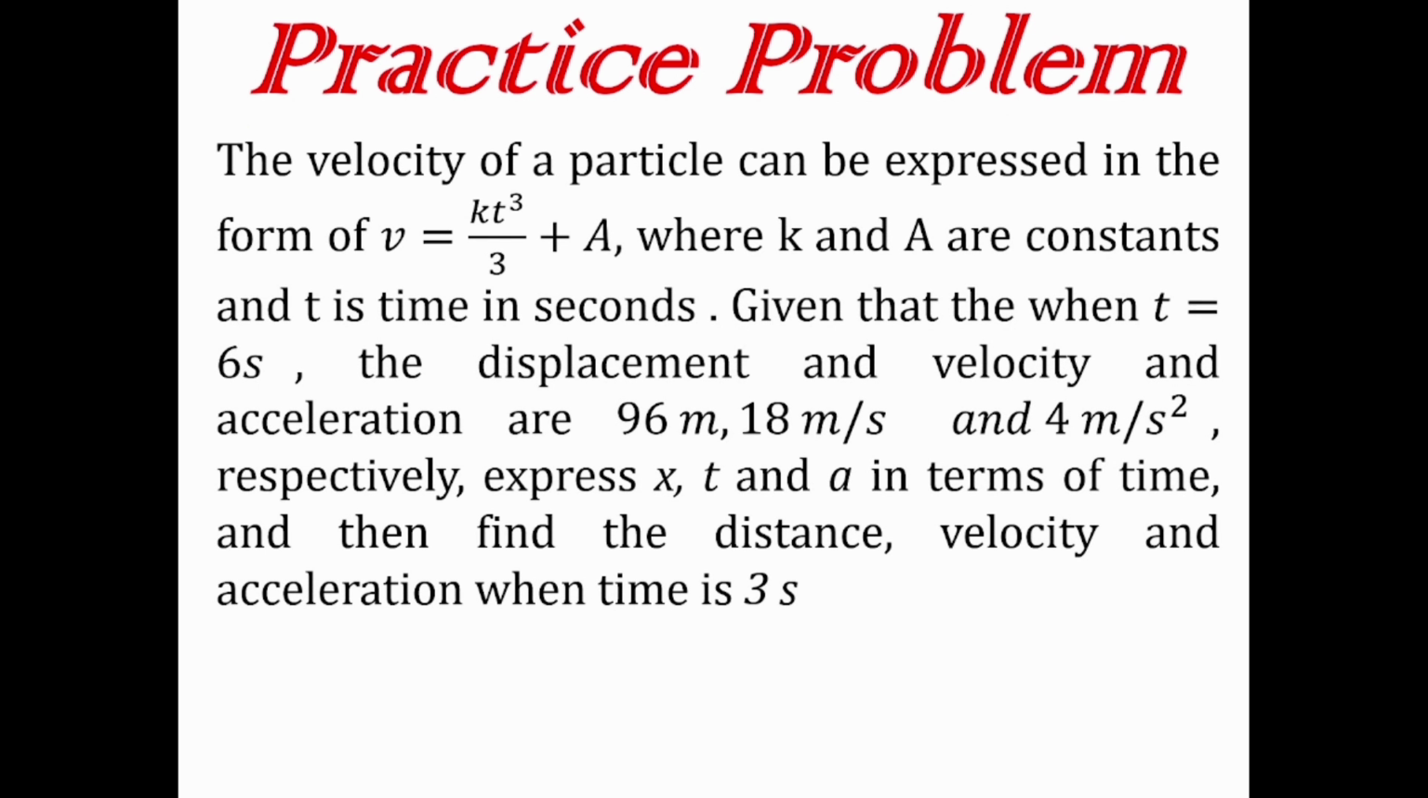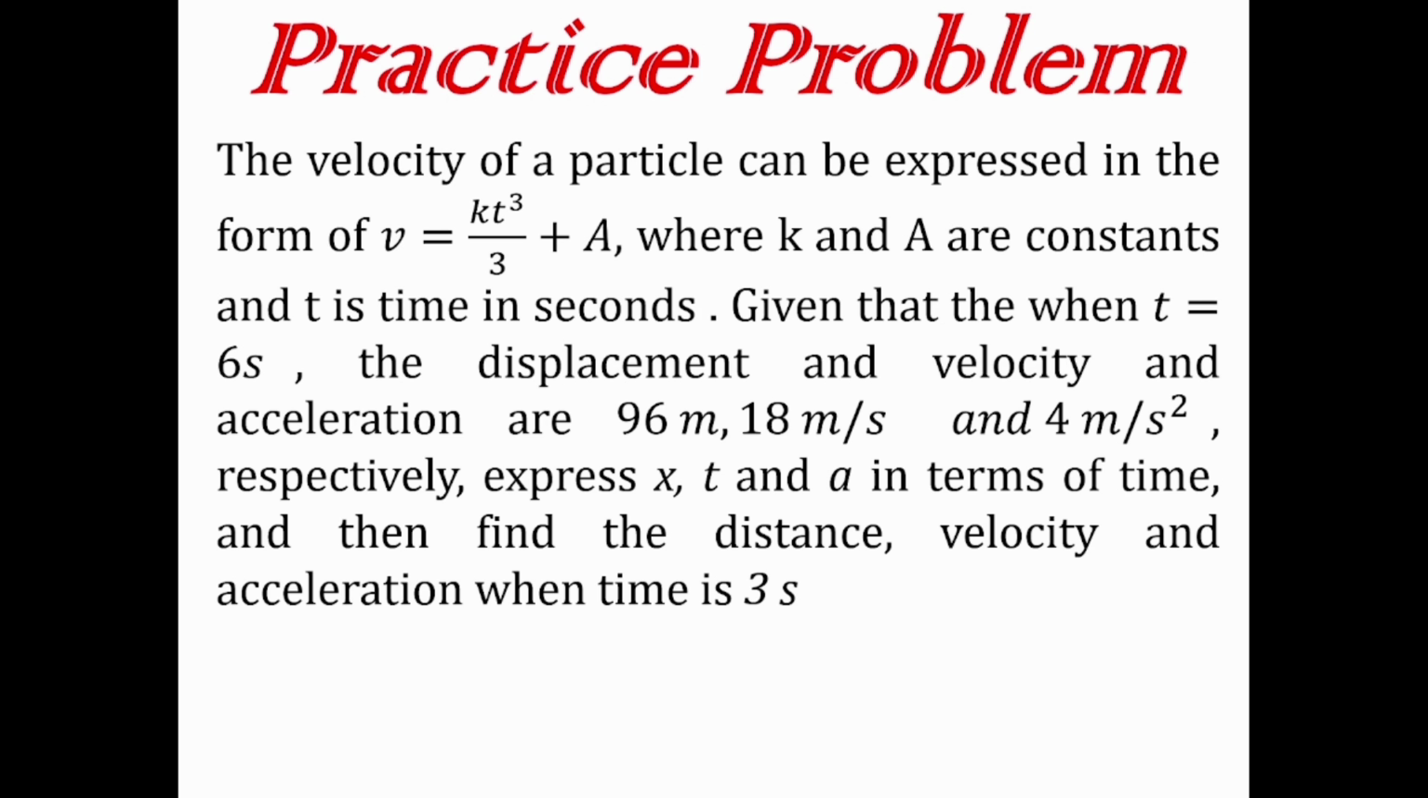So now we want you to practice this problem. It's a bit different from the one we just solved. The difference between this and the previous one is that in this case we have our velocity to be a function of t cubed over 3 multiplied by k and a. So there are two constants here, k and a. Let's note that we have three boundary conditions in this problem. So basically, we're going to be working with all these boundary conditions to find our x, v, and a in terms of time, and to find their actual numerical values when time is 3 seconds.